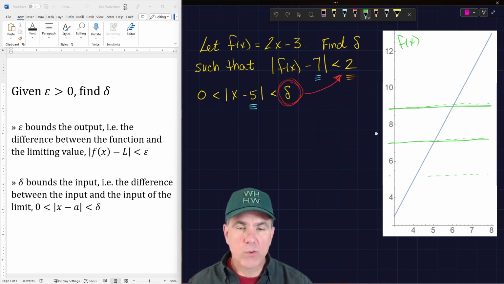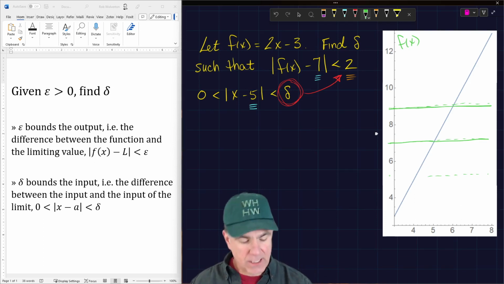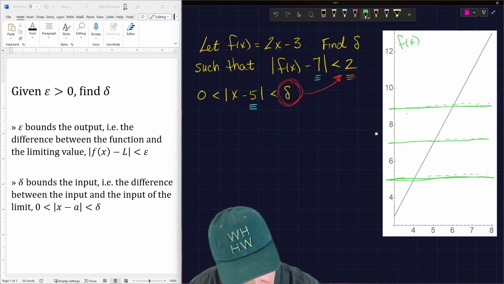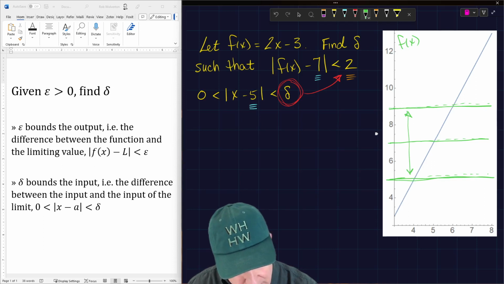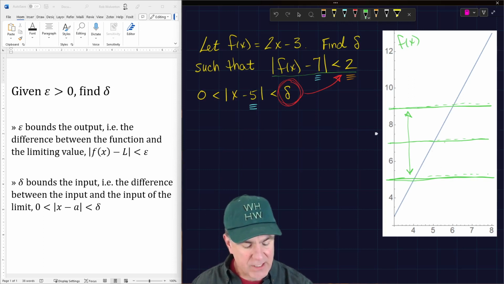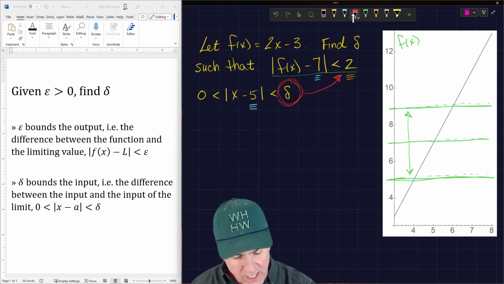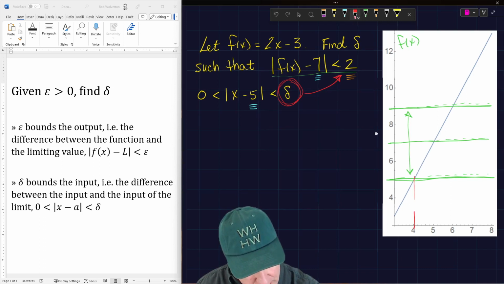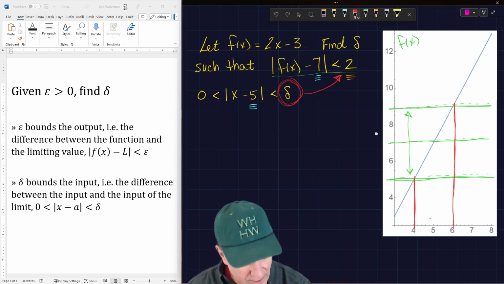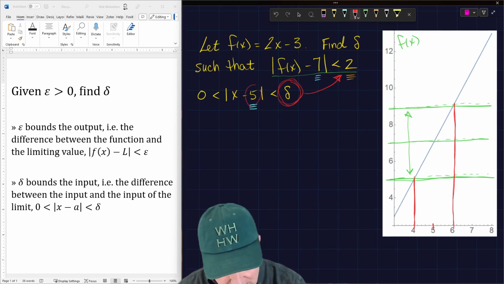And what we want to know is, what's a delta that keeps the outputs in between these two values? We need the difference between the f of x and 7 to be somewhere in here. That's what this expression is telling us. Well, for a line, it's pretty straightforward. The inputs are going to have to be between 4 and 6, and we can see this from the graph. We see we're centered around 5. That's this 5 right here.